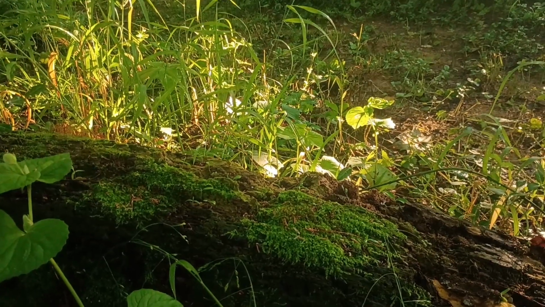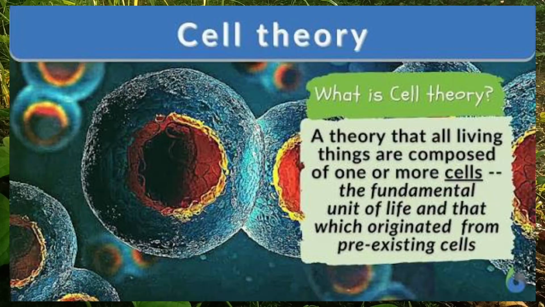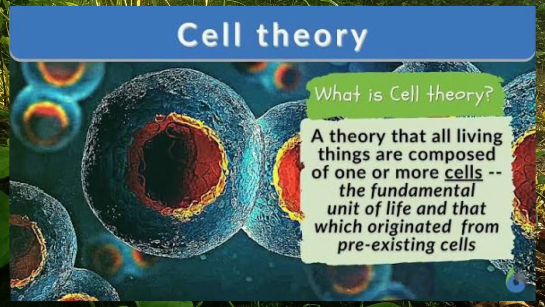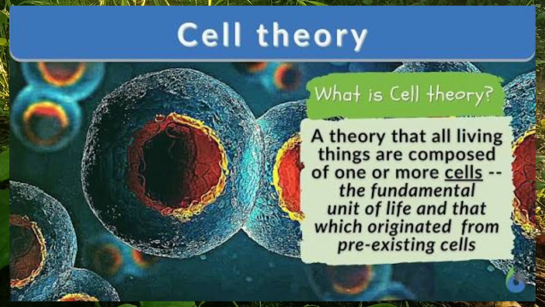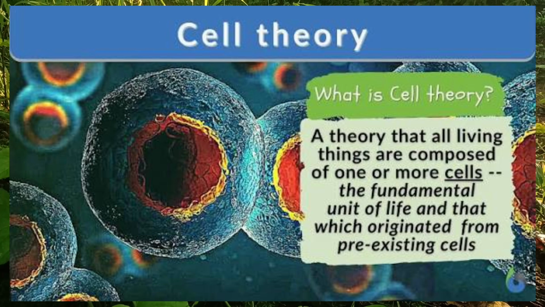Now, cell theory, or modern cell theory, for context, is that, number one, all living organisms are composed of one or more cells, and two, the cell is the basic unit of structure and function in living things, and that all cells arise from pre-existing cells.